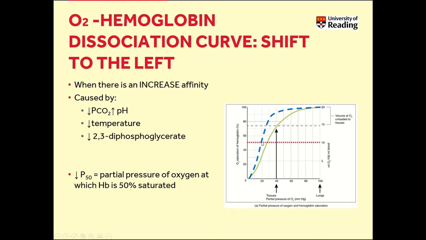So if you look at the blue curve in here, you have that at a partial pressure of oxygen of 20 rather than 25 or 30, the hemoglobin is 50% saturated.